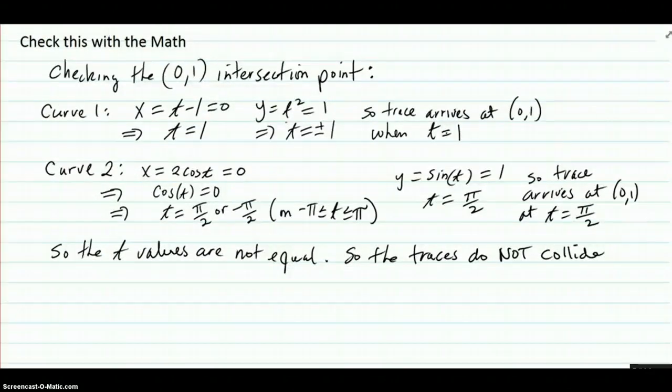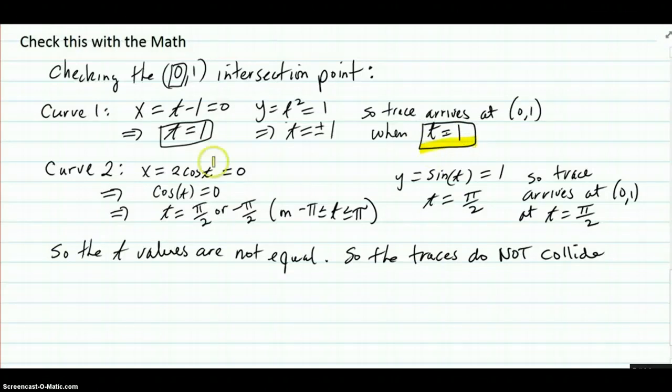Alright, so curve 1, for the x to be 0, t would have to be 1. And the y value, in order to be 1, has to be plus or minus 1, but it's got to be a single value when it crosses there. So it'd have to be 1, because that satisfies both.